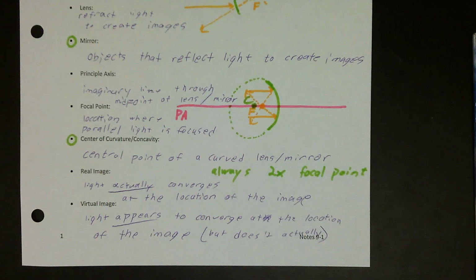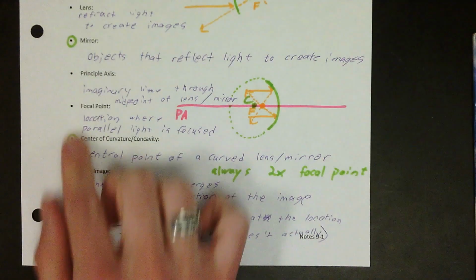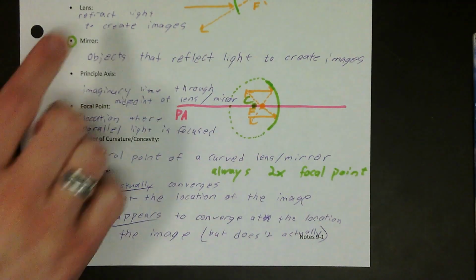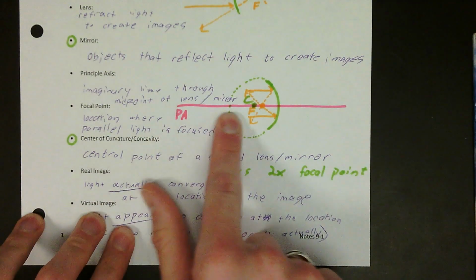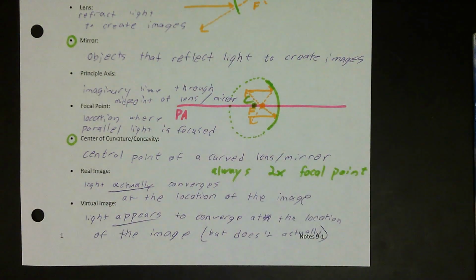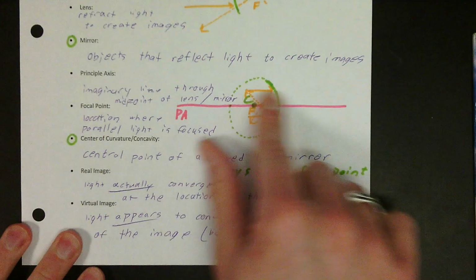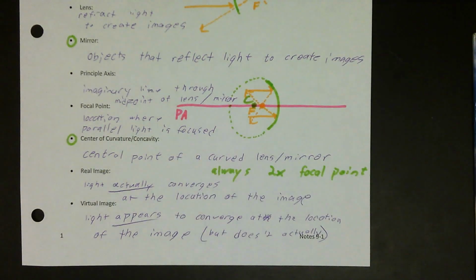Okay. Then we talked about the three parts of a mirror, but it also works for lenses. We said that the principal axis is the imaginary line through which the midpoint of the lens travels. Okay, so here it is, kind of the imaginary middle point of the mirror. We said that the focal point is the location where parallel light is focused. Okay, so light comes in and goes through here. It's only for parallel light, so it's only for far away light.